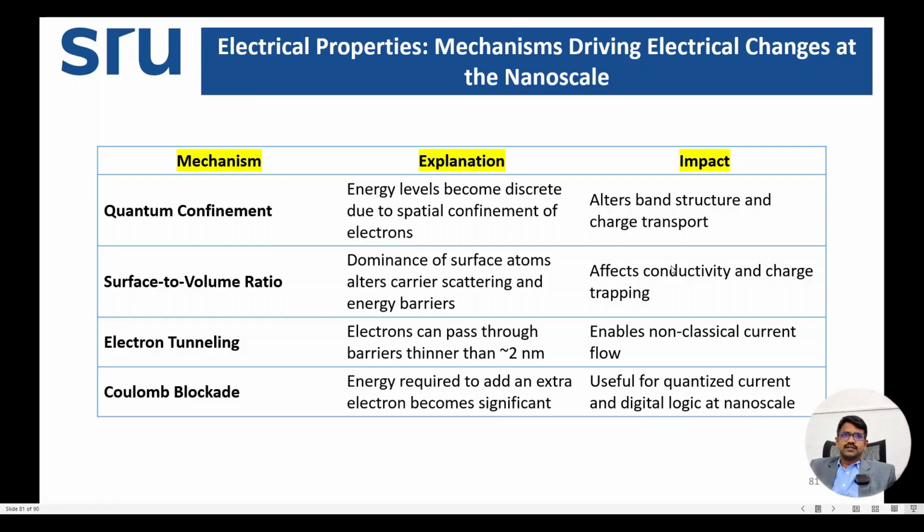So yeah, then check this slide. See the properties.